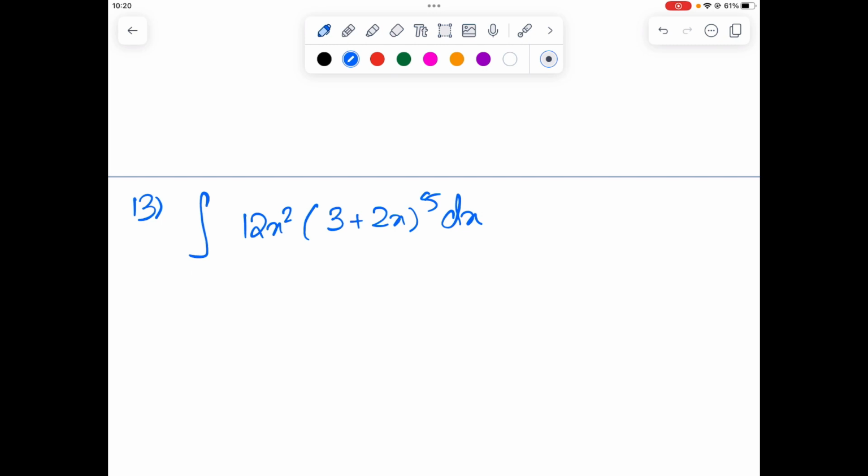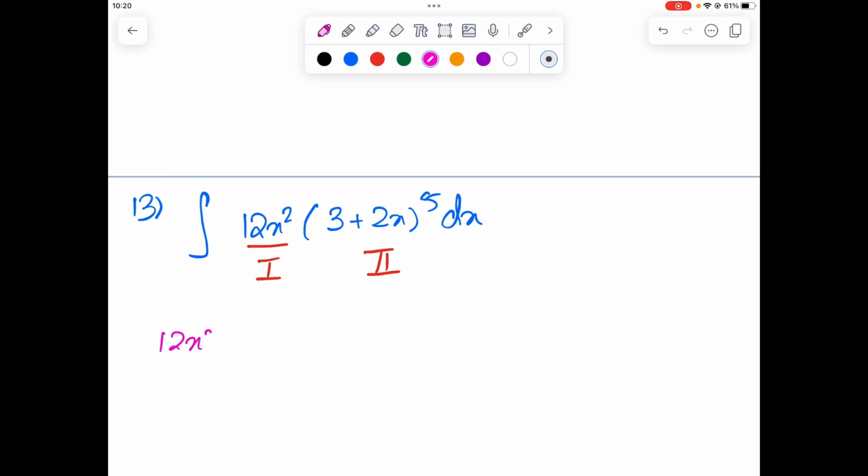So I'll take 12x square as first because its derivative keeps on decreasing. You remember, the first function's derivative we have to find. 12x square derivative becomes 24x in the first step. Next, 24x derivative will become 24 in the second step. If I take (3 plus 2x) whole to the power of 5 as first function, it will decrease to whole power 4 in first step, whole power 3 in second step, whole power 2 in third step. So the number of steps keeps on increasing. Rather, if I take 12x square as first function, then it will decrease much faster.